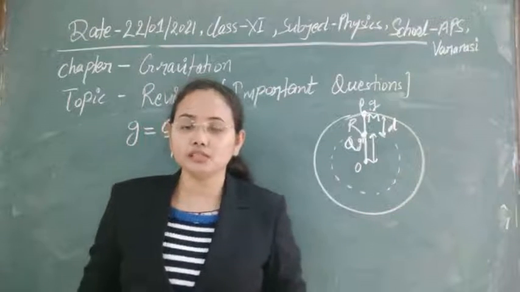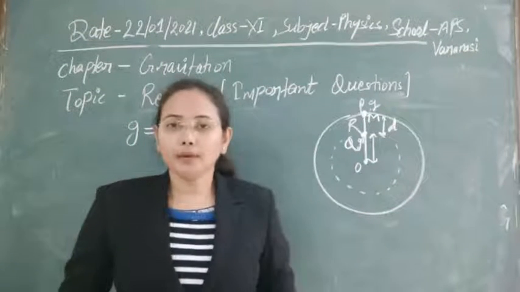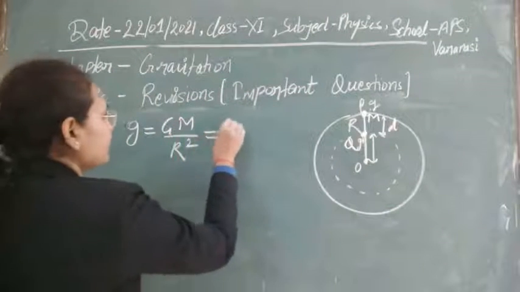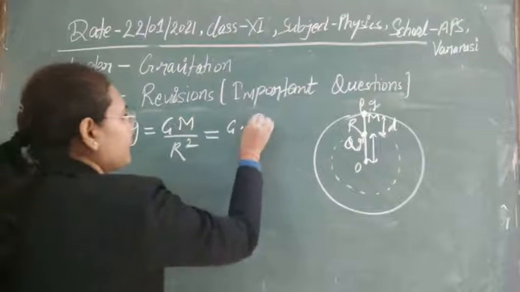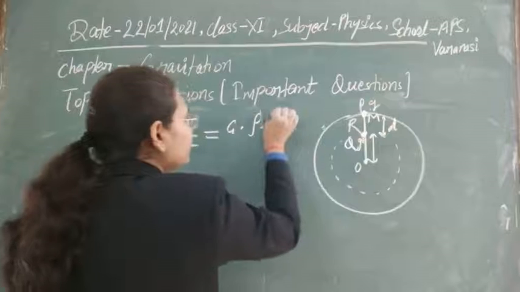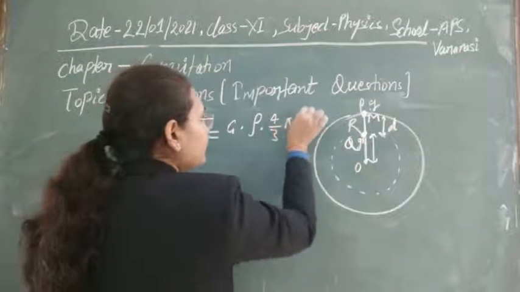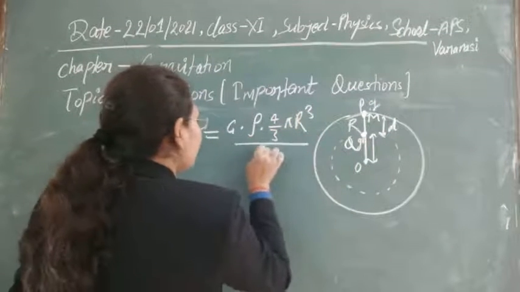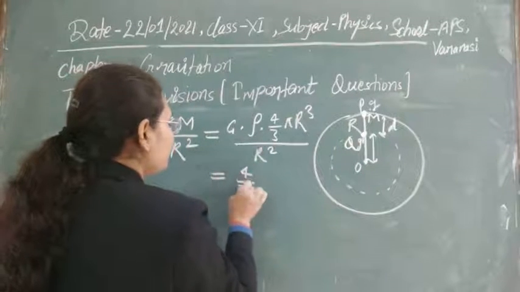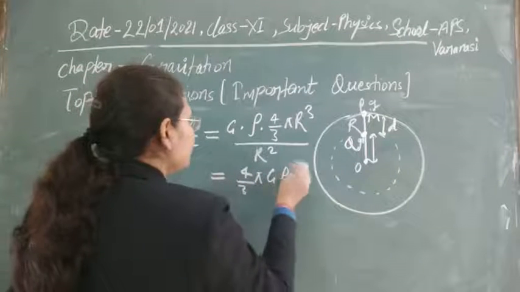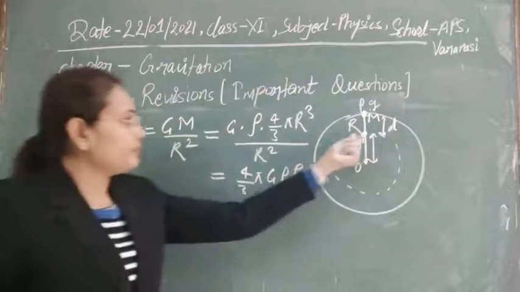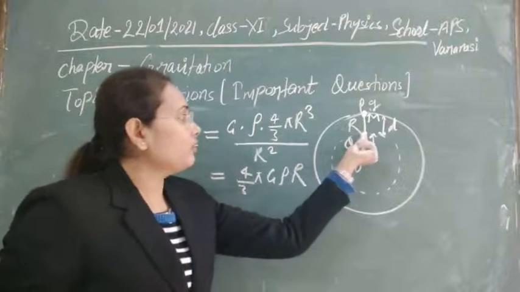So we will use this property of a system here. So we can write, in place of mass, that is density, mass can be written as density into volume, clear? And here the volume of the earth will be equal to 4 by 3 pi R cube upon this R square. And if you solve it, then it will be equal to 4 by 3 pi G rho into R, clear?